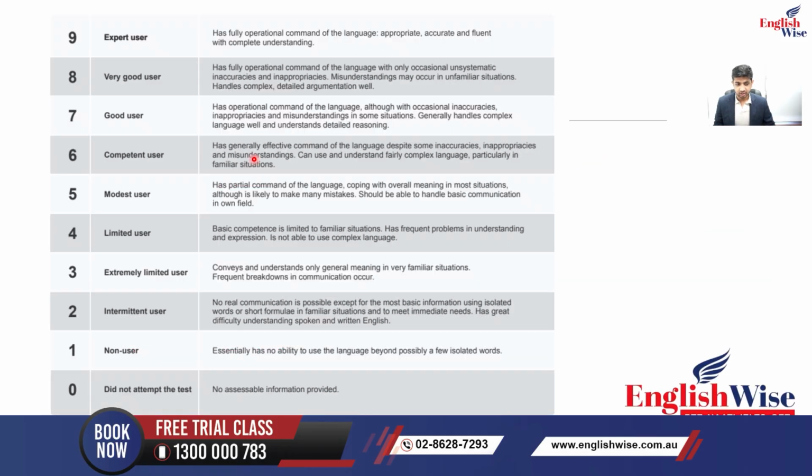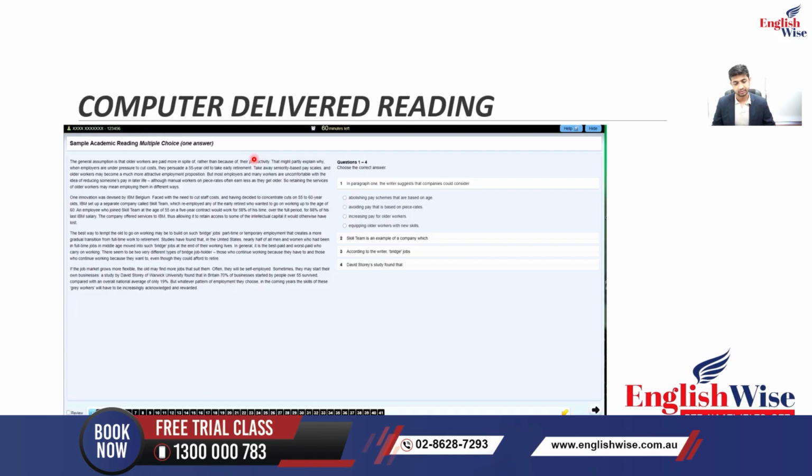For the reading section, you have your markings from 0 to 9 based on the amount of marks you get out of 40. It can be delivered on a computer or it can be delivered on paper. On a computer delivered examination, the reading section looks something like this. You have a paragraph to read and you have the questions on your right hand side. At the bottom of the screen, you will have questions from 1 to 40 and you will have a highlight button at the end of the screen along with the next button for you.